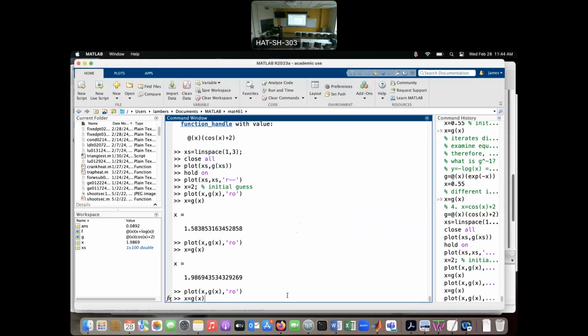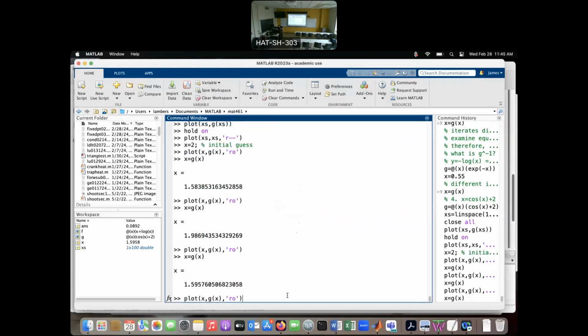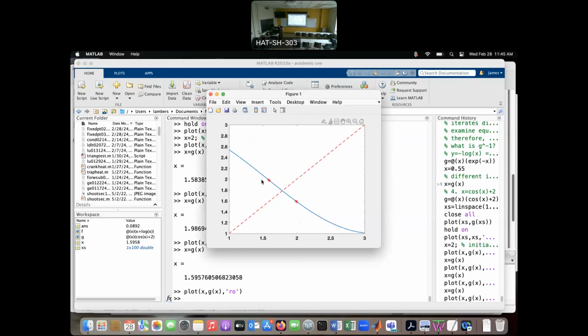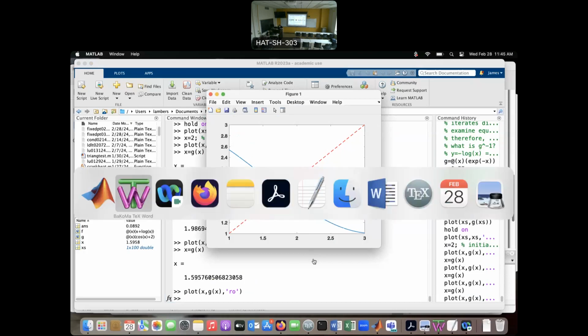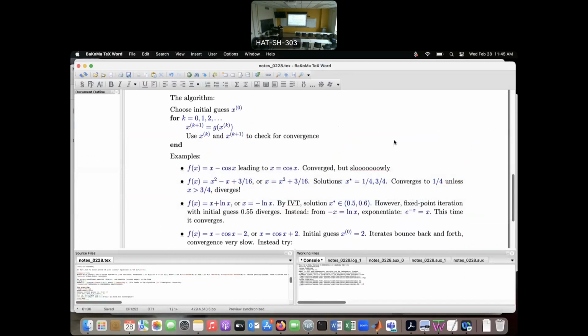And if I keep going, yeah, so now you just keep bouncing back and forth on either side of the solution. So, okay, why? It seems like it's going to take forever to converge, and in fact, it would. I'm not going to do that now. Okay. So that's unfortunate, that sort of behavior can happen.